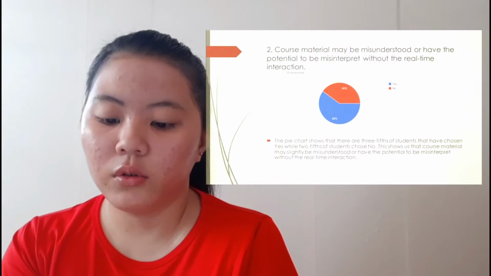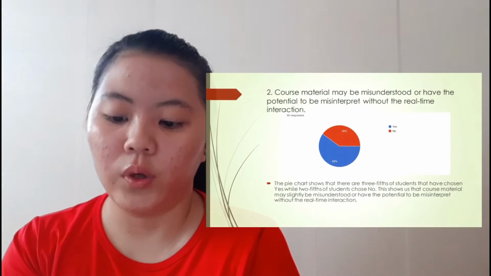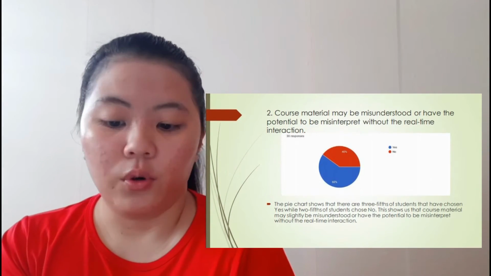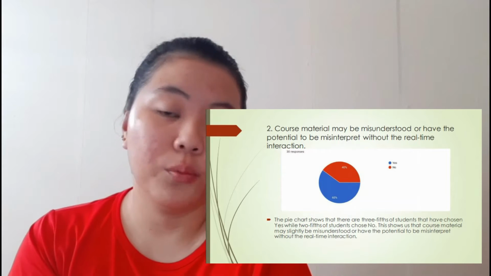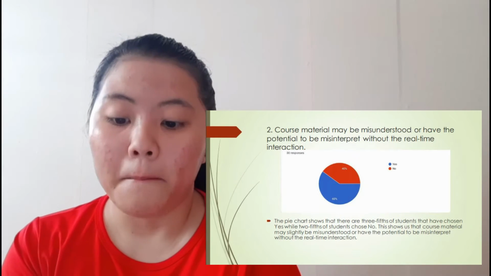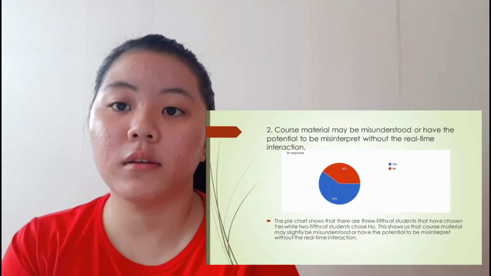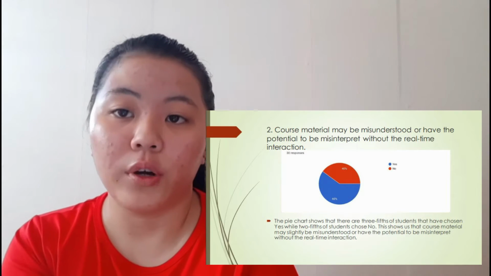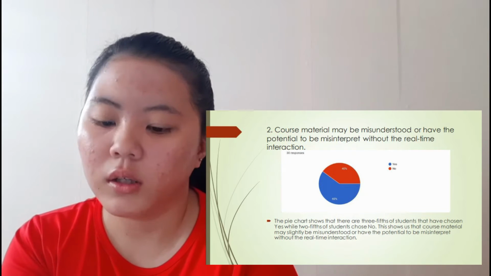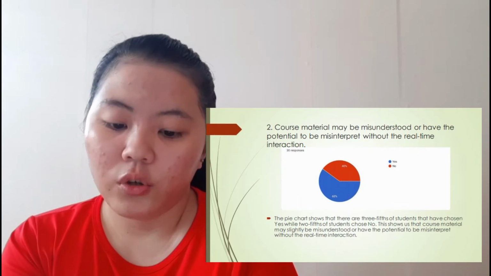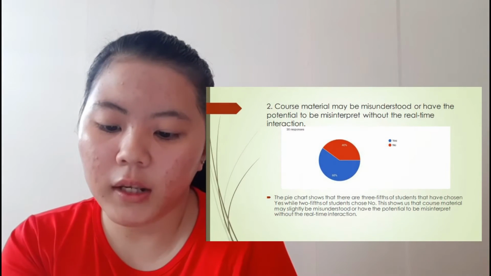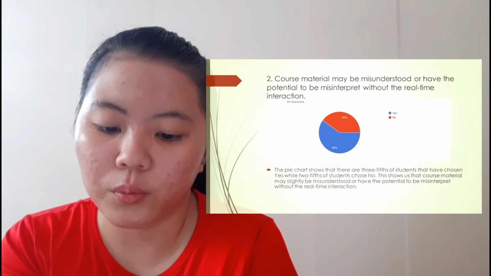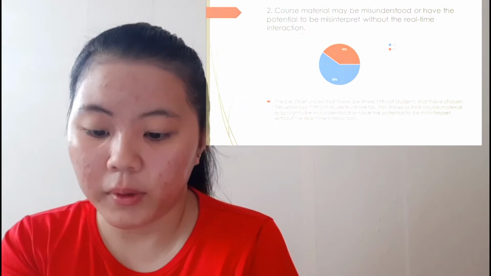And for our second question, course material may be misunderstood or have the potential to be misinterpreted without the real-time interaction. So our pie chart shows that 60% of our respondents choose yes for the answer, but however 40% of our respondents choose no for the answer, which is quite a lot. So this shows that course material may slightly be misunderstood or have the potential to be misinterpreted without the real-time interaction.